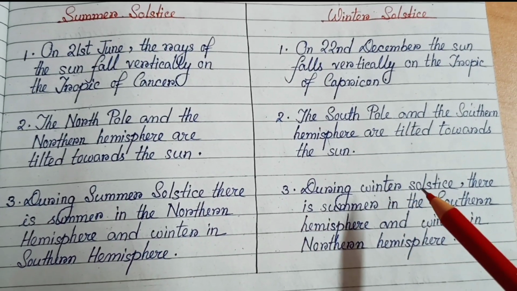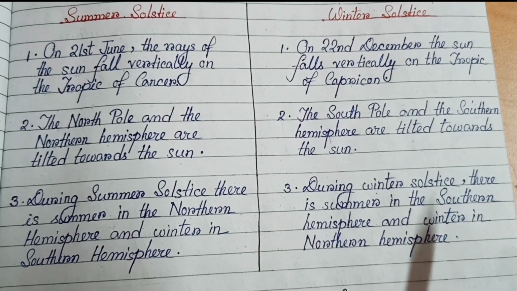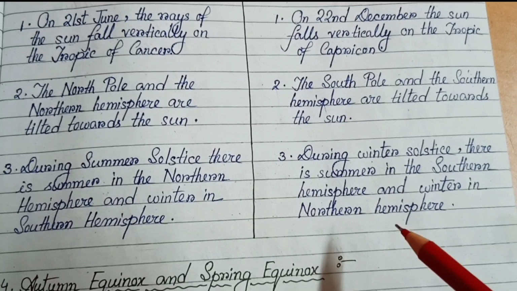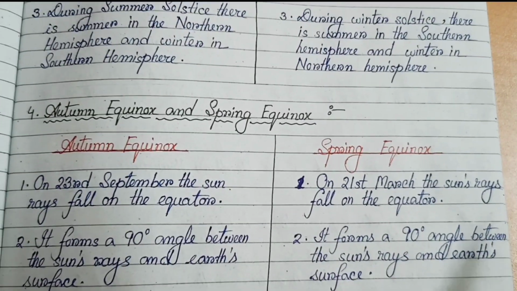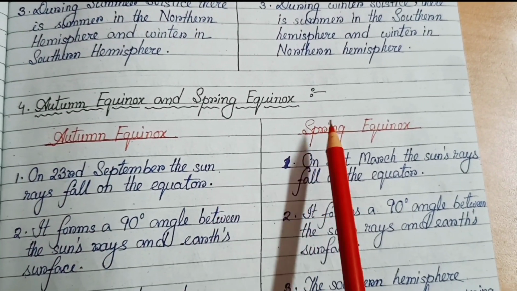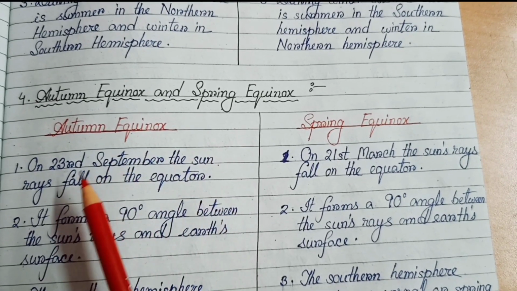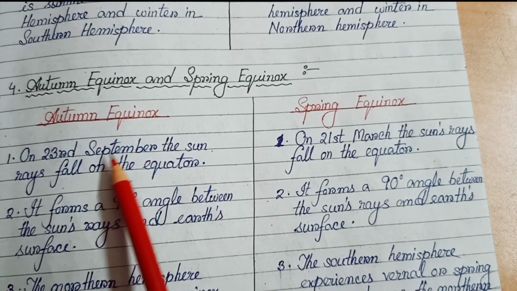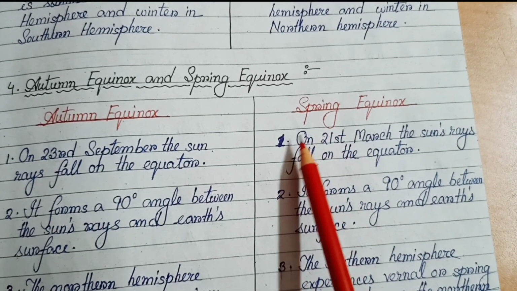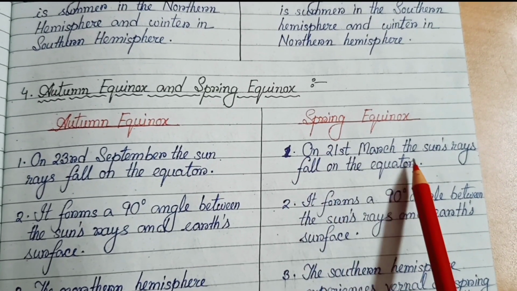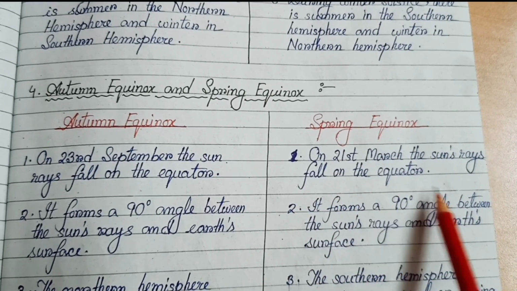Number 3. During winter solstice, there is summer in the southern hemisphere and winter in the northern hemisphere. Next, autumn equinox and spring equinox. Autumn equinox. Number 1, on 23rd September, the sun rays fall on the equator. Number 1, on 21st March, the sun's rays fall on the equator.